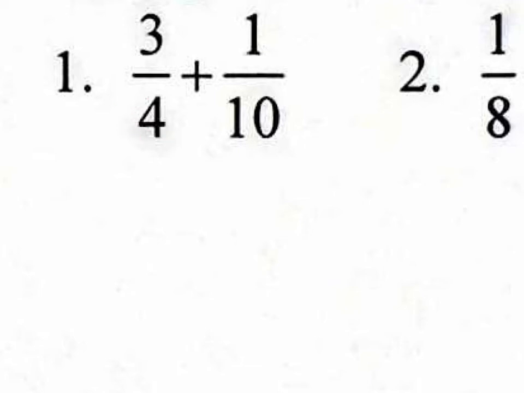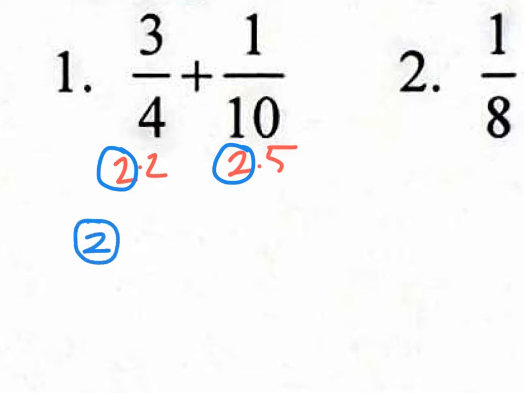But let me give you a step-by-step way of doing it. Let's do the prime factorization of 4. So 4 is really 2 times 2, and the 10 is really a 2 times 5. So here's the key, guys. Whatever repeats in this group and this group, you're going to write it once. So the 2 is right there and the 2 is right there. I'm going to write it once.